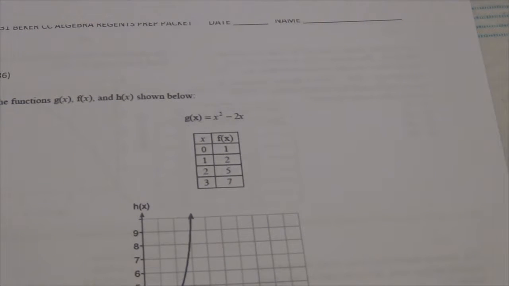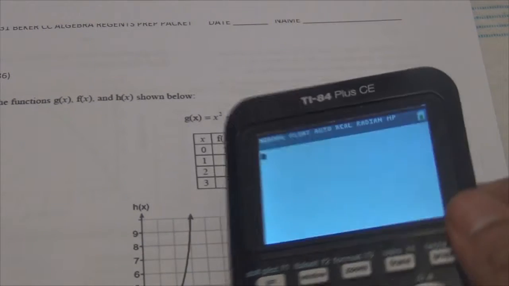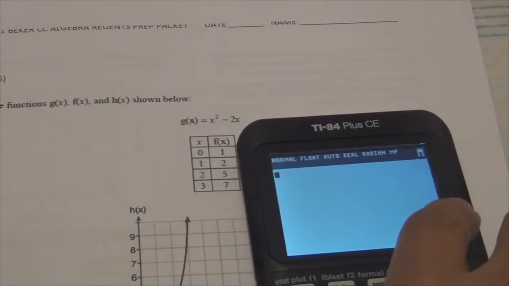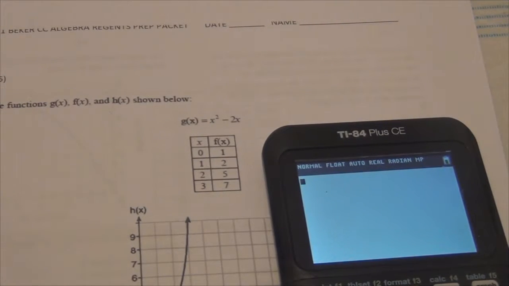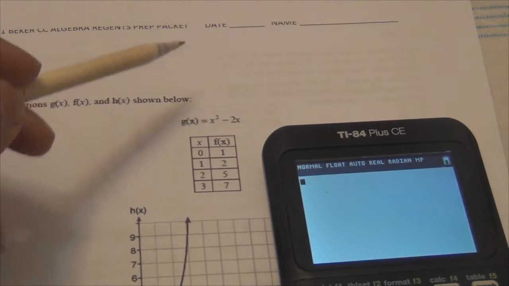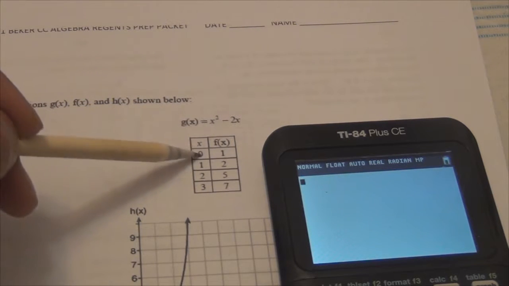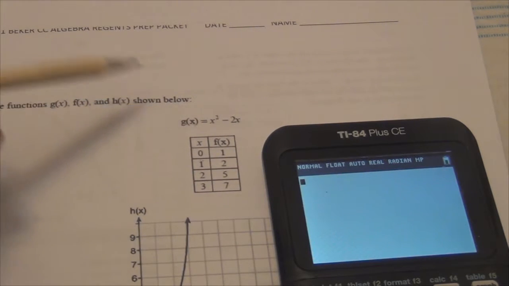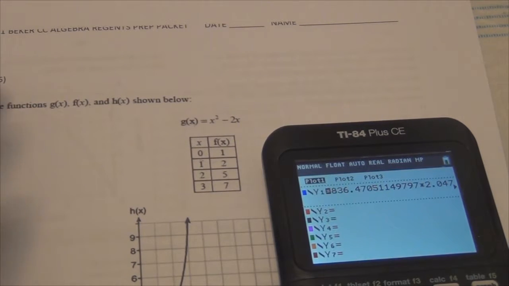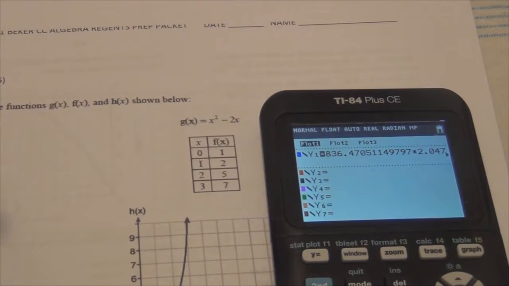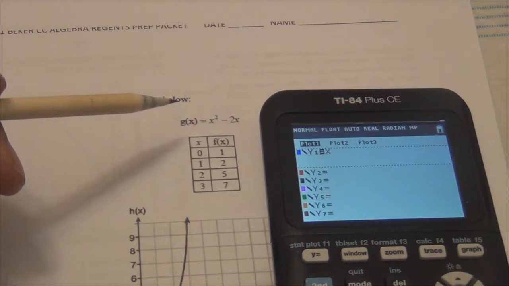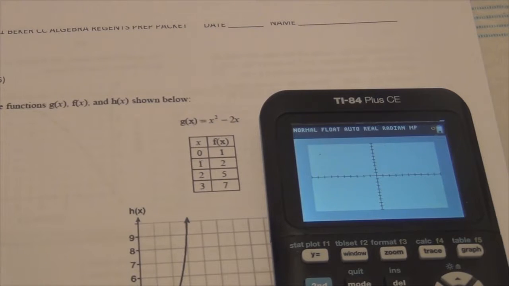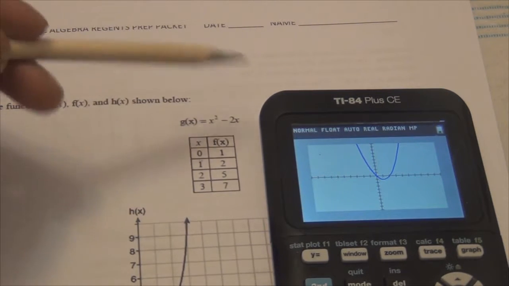Now, it's easier to just graph the function when you have it like that. Do not make the mistake, on the Regents, to mix this function with this one. This does not have to do anything with this one. So press y equals. Clear this out. That was for earlier. And now x squared minus 2x. So this is the graph of g of x.